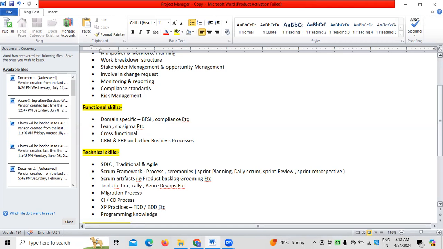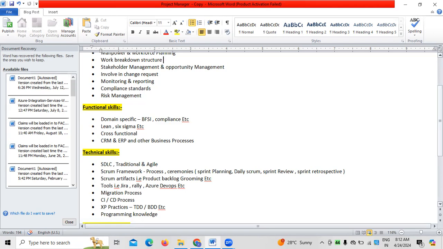Next, we need to have knowledge of the standards. What are the quality standards we are implementing, right? Either it can be lean process or Six Sigma. So this sort of knowledge is also required. At the same time, cross-functional team management, because earlier the technical team was separate and the functional team was separate. But now cross-functional team management, coordination of both the functional and technical teams, is required. So those skill sets are also required as functional skills for a project manager.